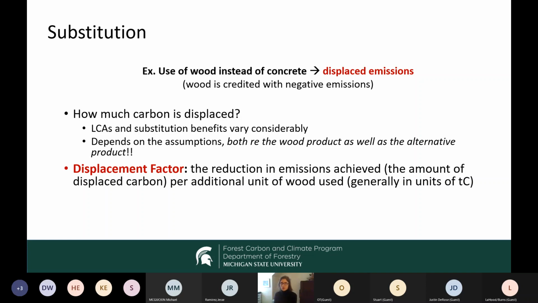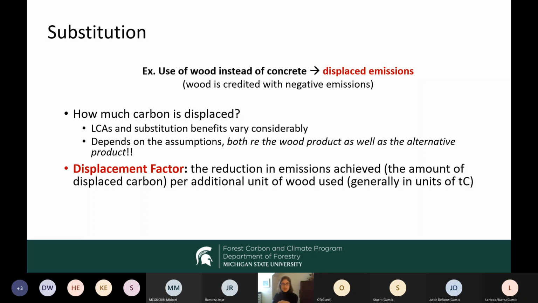to create this displacement factor. And the displacement factor is the reduction in emissions achieved, the amount of displaced carbon per additional unit of wood used, generally in units of tons of carbon. So what that means is that we assume, okay, we harvest an additional 1,000 tons of carbon in wood products, and we assume that's all going toward being substituted for concrete and steel. We get that additional wood product, and we apply this displacement factor to that additional wood product.